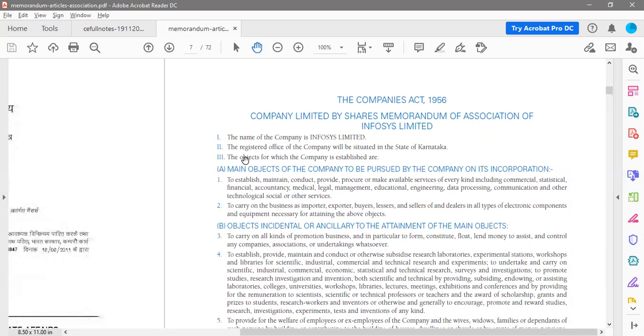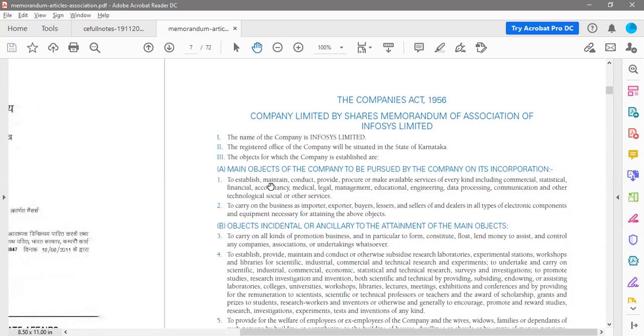Next comes the object clause. Now in the object clause, what will happen? We will divide the objects of the company. The division is very simple. Firstly main objects, then secondary objects, then ancillary objects. Sometimes three divisions, sometimes two. Main objects means they will write what business the company is going to do. All that will be the main objects.